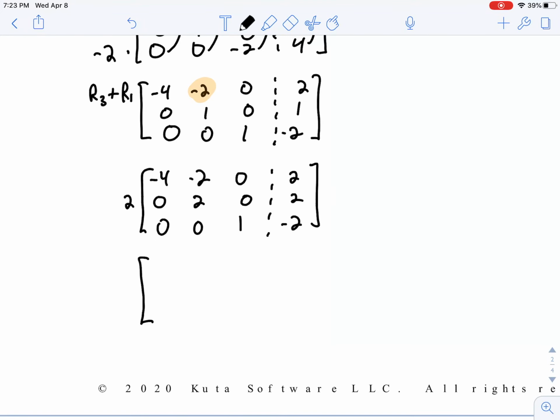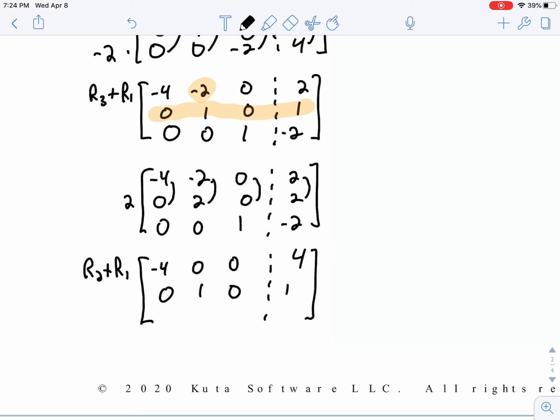Almost out of space. So I'm going to take row 2 and add it upward with row 1. 0 plus -4 is still -4. 2 plus -2 is 0. 0 plus 0 is 0. 2 plus 2 is 4. The middle row, I'm going to revert back to this form because I can and because it's already simplified. And the bottom row, I didn't touch.